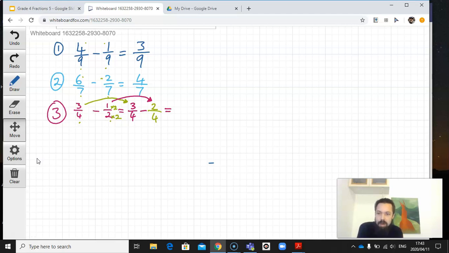Now our denominators are the same. Now we can do our subtraction. So denominator for the answer will still be 4. 3 - 2 = 1. There's our answer.